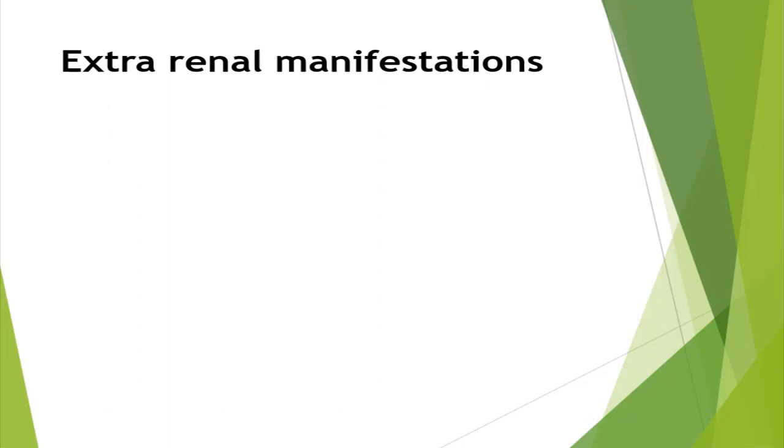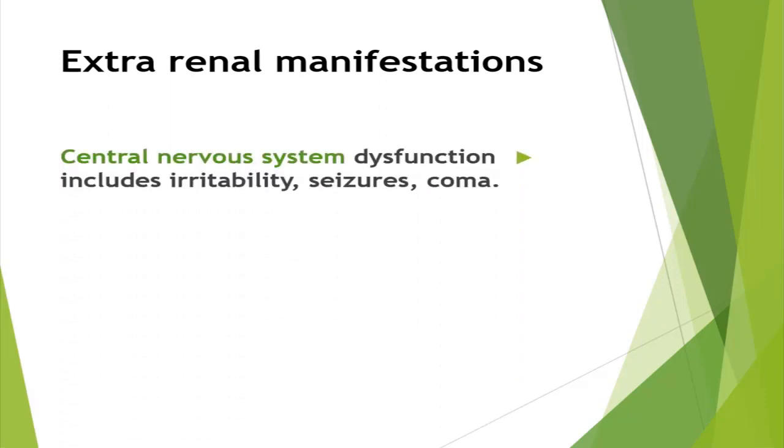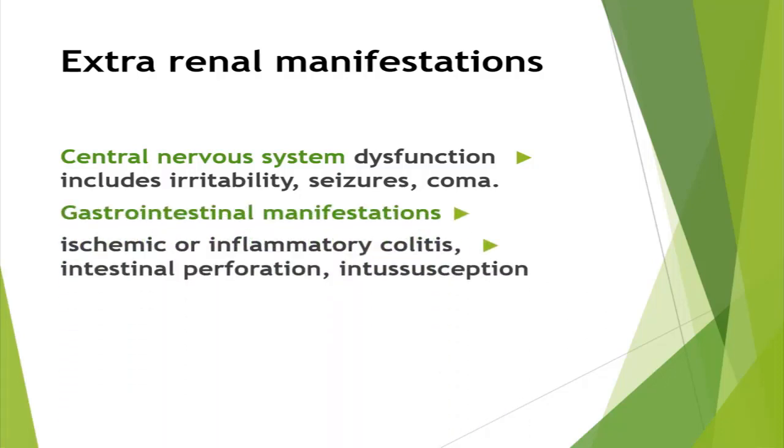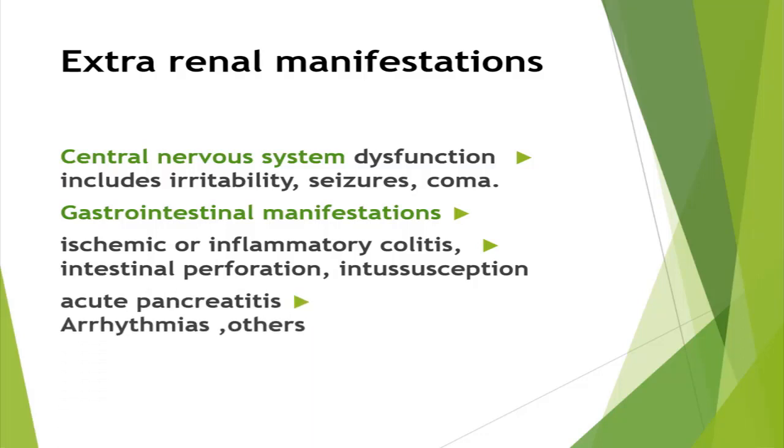The extrarenal manifestations include central nervous system dysfunction, so the patient has irritability, seizure, coma. There may be gastrointestinal involvement like ischemia, inflammatory colitis, intestinal perforation, intussusception, acute pancreatitis. There may also be cardiovascular arrhythmia and others. Because capillaries are found in any part of the body, if they are dysfunctional, other organs may be affected in addition to renal impairment, so we may see all of these.